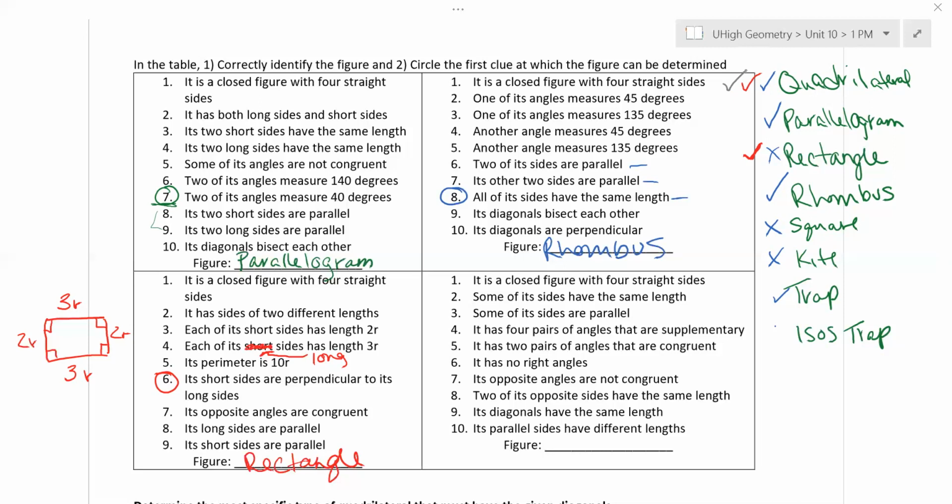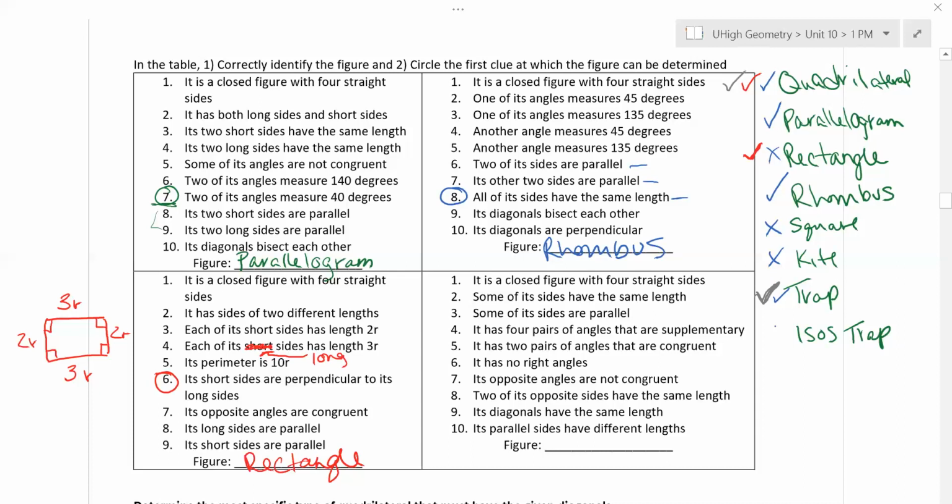Okay, so let's kind of take a step back. Number 3 said some of its sides are parallel. So what that means, some of its sides means at least 1 pair. So that means we would have to have at least a trapezoid, maybe a parallelogram, but we don't know for sure. And we can say that, okay, it has 4 pairs of angles that are supplementary and 2 pairs of angles that are congruent.